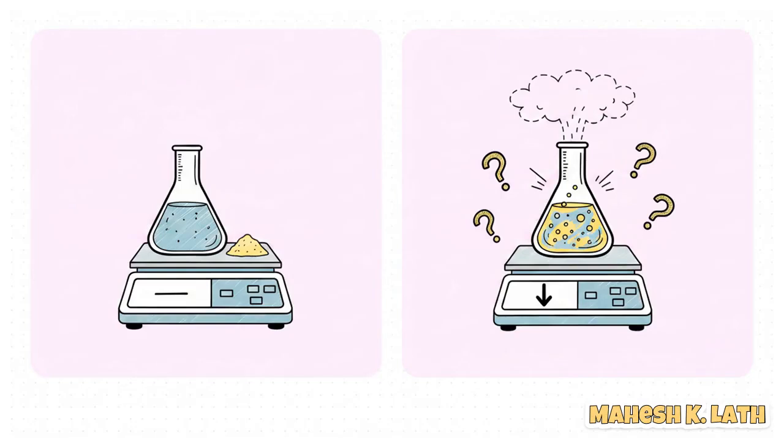Okay, but here is the massive plot twist. We recorded the initial weight of the whole setup, the flask, the vinegar, the baking soda, before they mixed. Then we wait for all that bubbling to calm down, and we check the scale again. The final reading does not match the initial reading. The number actually dropped. We literally have missing mass.